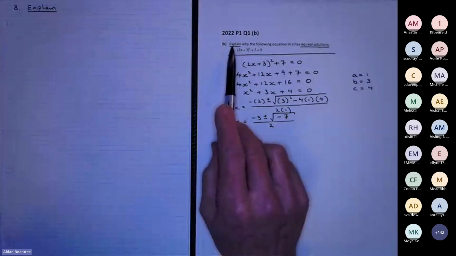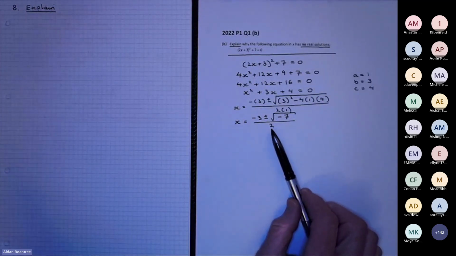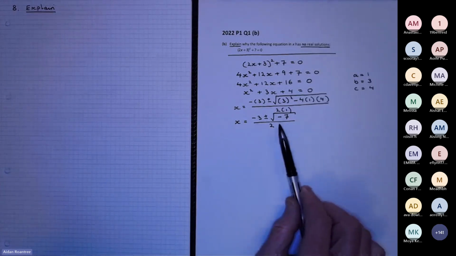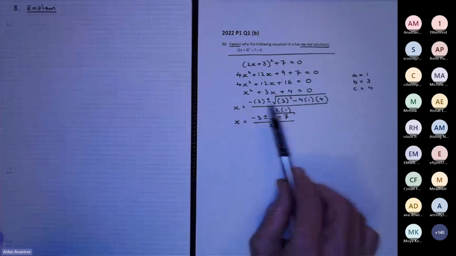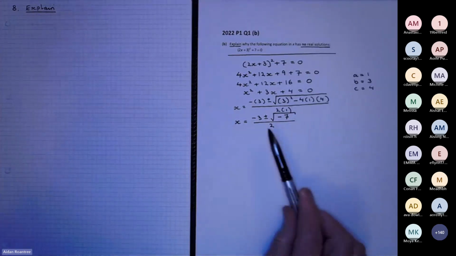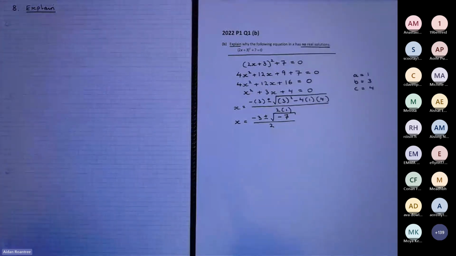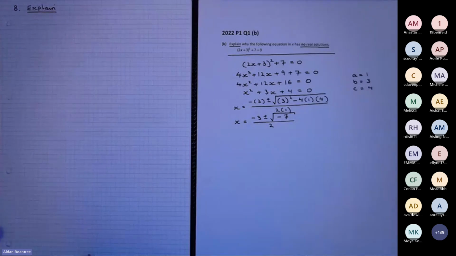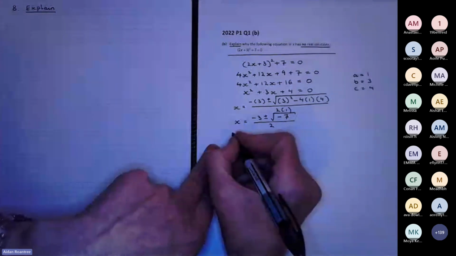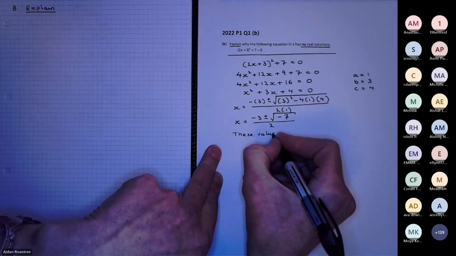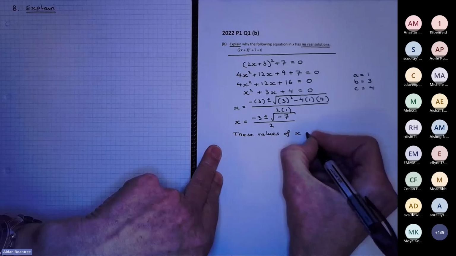Now, they've asked for an explanation. I can see, and I'm sure you do too, why the roots of this, the values of x here, are not real. But we need to show them that we understand. You may think that the fact that the roots are not real is obvious to anybody. But I'll tell you what's not obvious: it's not obvious that you know. And you must leave the examiner in no doubt that you know what it is. So what I'm going to say here is that these values of x are not real.